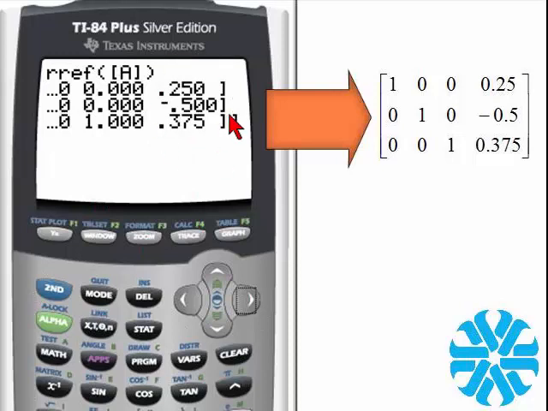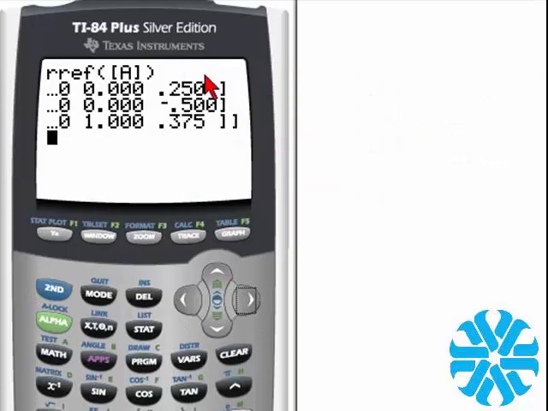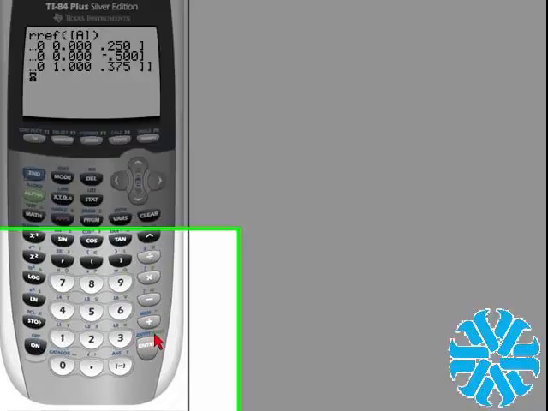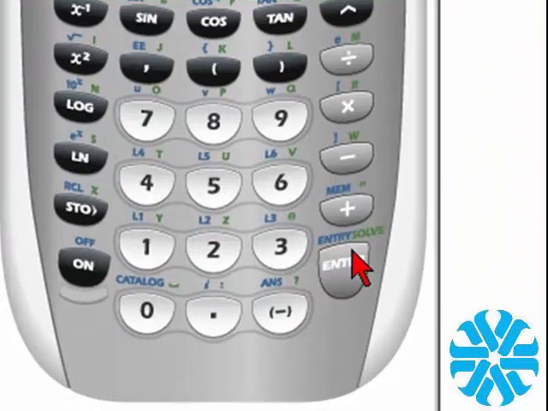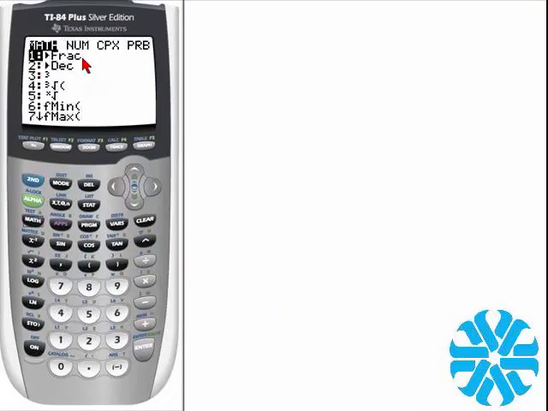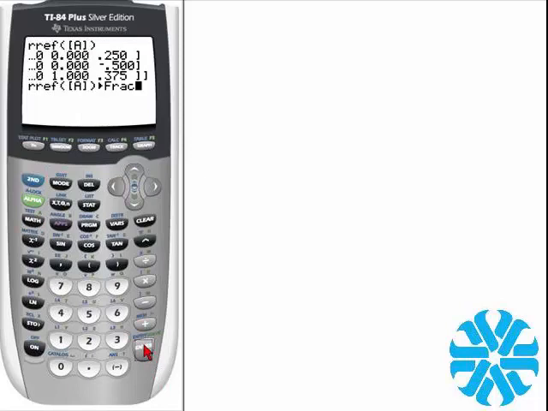Okay, now recall that we can express these decimals in fractional form. So if we want to do that, let's go back to our previous keystroke, and you do that by going second function, and that operates the entry key right here. So we'll select this key, and then now we're going to go to the math mode and use frac. Select enter and then enter again.